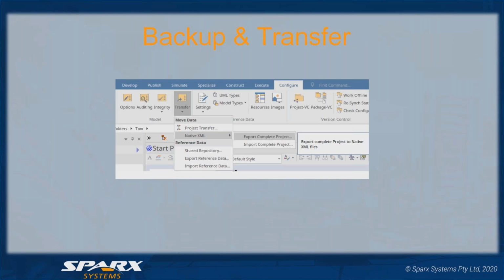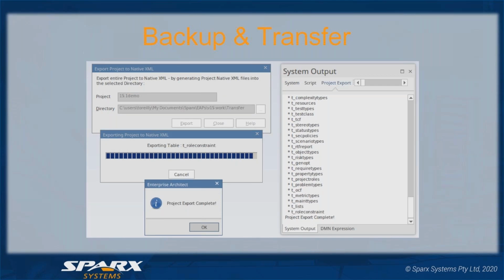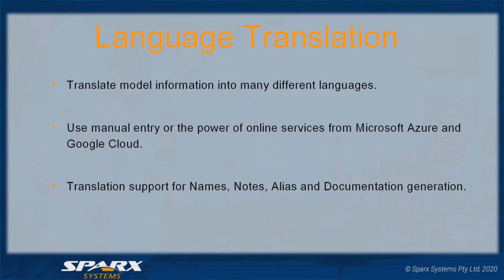So you can see from the configure menu, you can simply go transfer and do a native XML, and you can export a complete project to a single XML file. It's really, really quick. It picks up all of the reference data and all of the model elements. So it's really great for being able to move, back up, and transfer your files rapidly and quickly within Enterprise Architect 15.1. And you can see it specifies all the elements on screen.